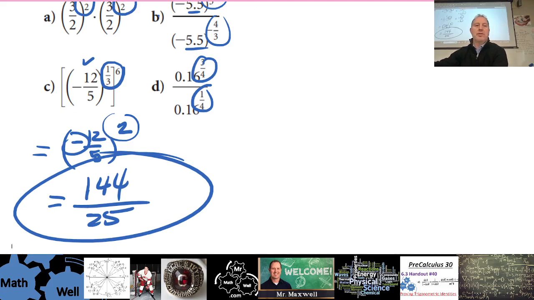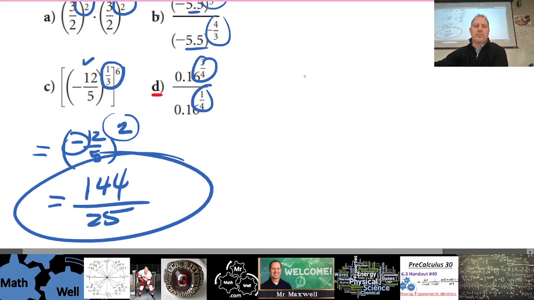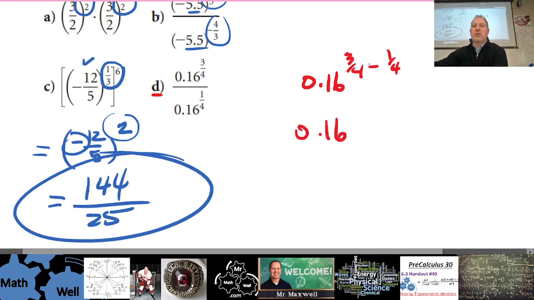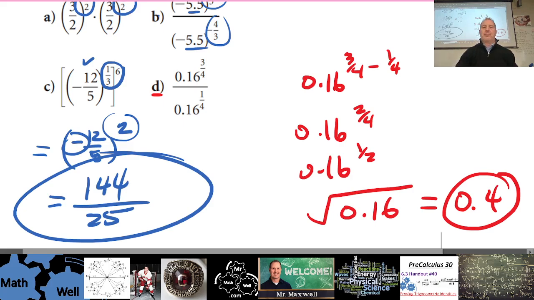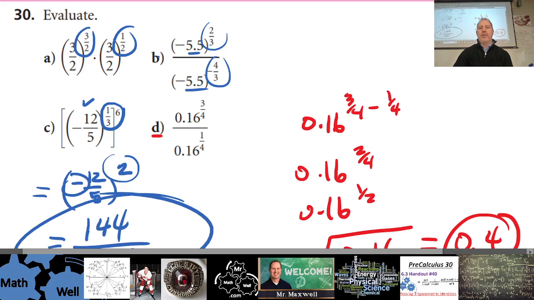Okay, I got time, so I'll do another one. D. Watch this. It's a common base. I simply subtract the exponents. 3 over 4 minus 1 over 4. That is 2 over 4, which is 0.16 to the 1/2, which is the square root of 0.16, which is 0.4. All right. Is that good?